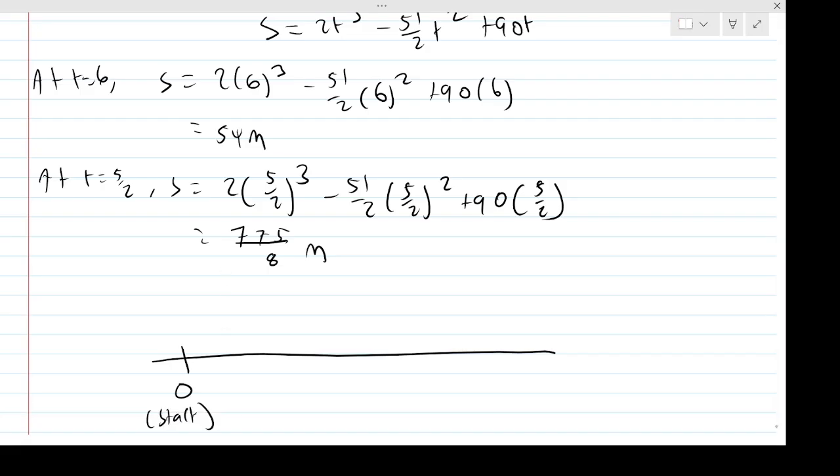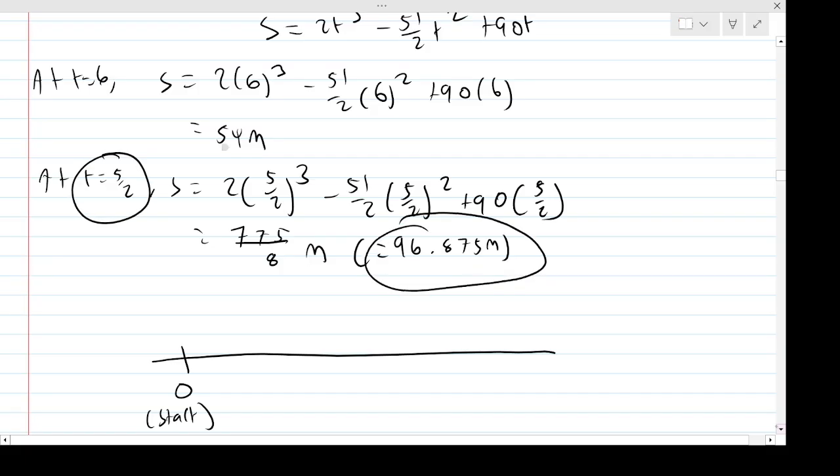And so then if I add on these two distances, by the way, this distance as a decimal is 96.875 meters. Okay, so what's interesting is initially, when t is 2.5 seconds, 5/2, it travels a further distance than 6 seconds down the line. So we've got this idea where it moves forward and moves backwards.